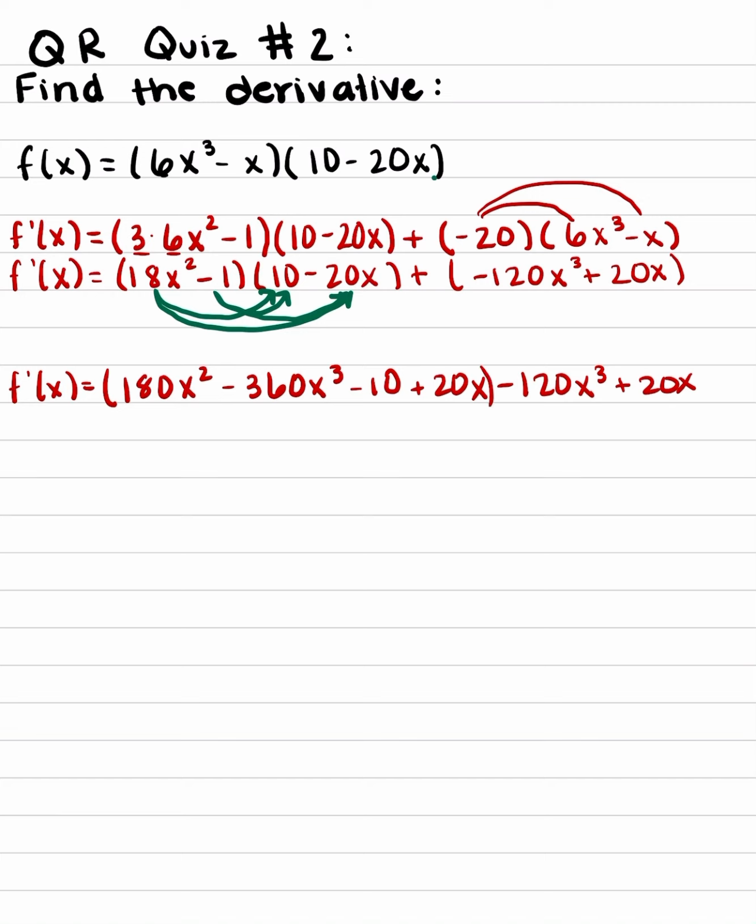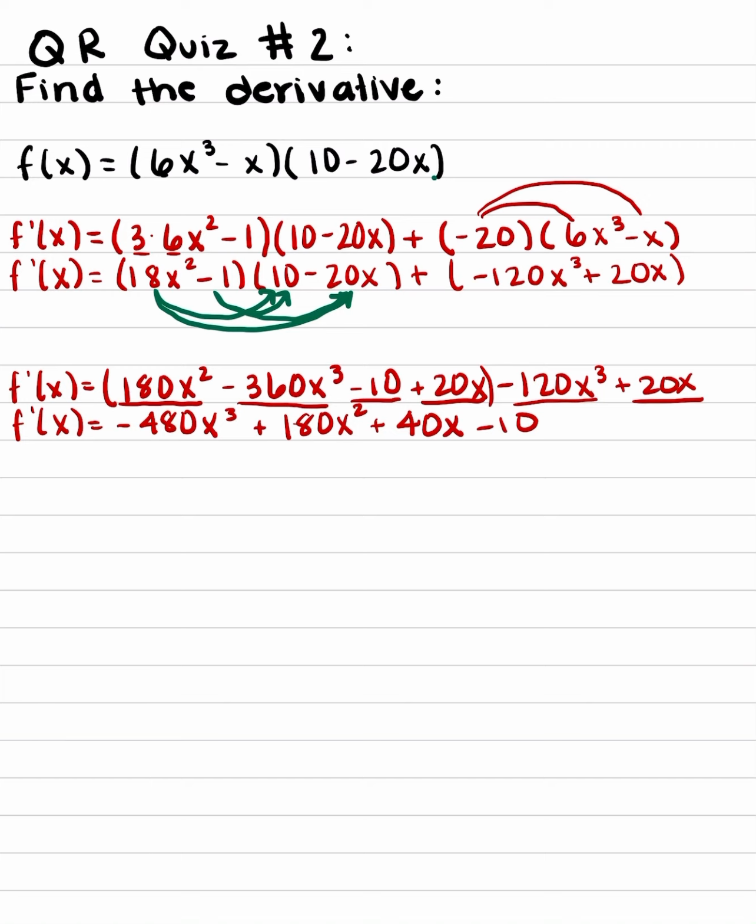Let's close this off right here. So we have f prime of x equals. We combine the x cubes, which gives us negative 480x cubed plus 180x squared. This is this term right here. Then we combine the x's, which gives us 20x plus 20x, which gives us 40x. And then we're finally left with just negative 10 minus 10.